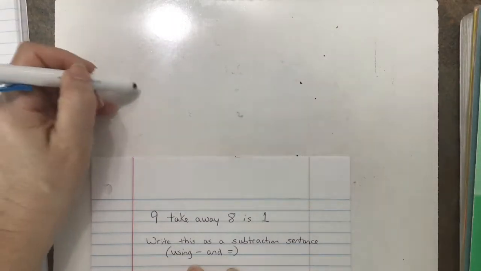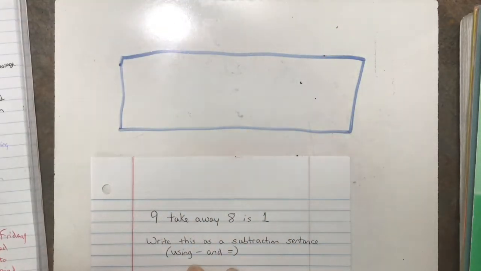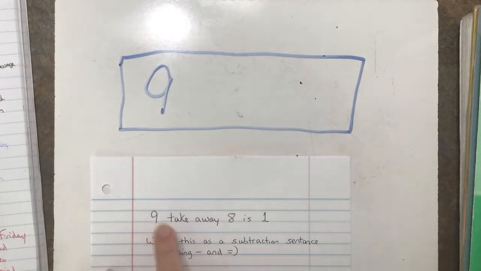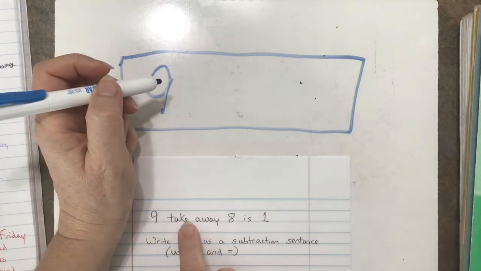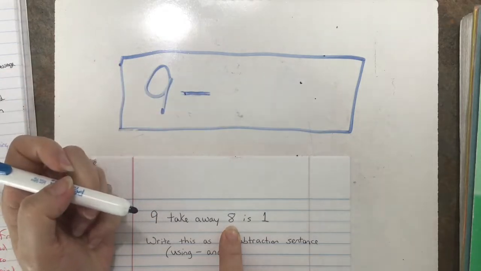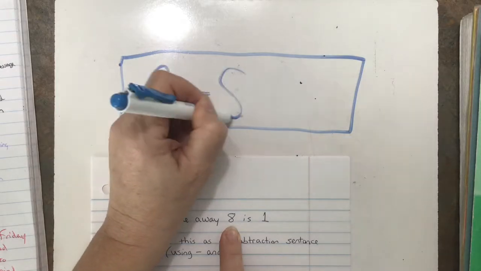Okay, so we're going to start off. They're going to give you a box like this on IXL, and your job is to put the math problem or the number sentence into the box. So we're going to start off with 9. And what are we going to be doing to 9? We're going to be taking some away from it. So we're going to do 9 and we're going to take away 8. The way that we show take away is with this symbol right here. So 9 take away 8.